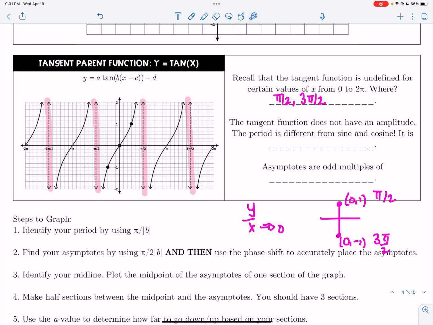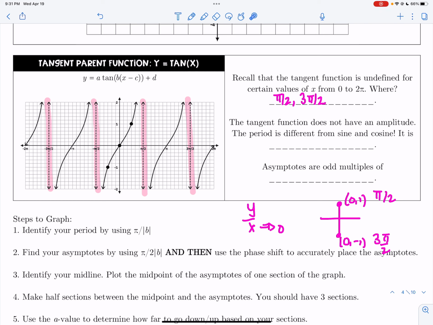Then, of course, with coterminal angles, pi over 2 would be the same thing as negative 3 pi over 2, and then 3 pi over 2 will be the same thing as negative pi over 2. So with coterminal angles, you'll see that these would be my asymptotes.